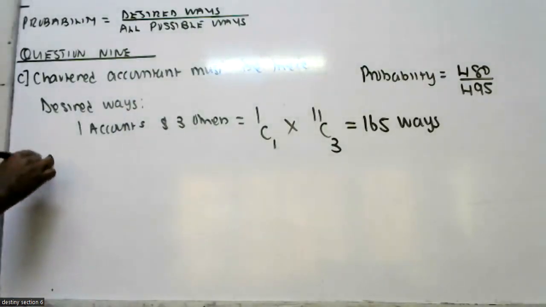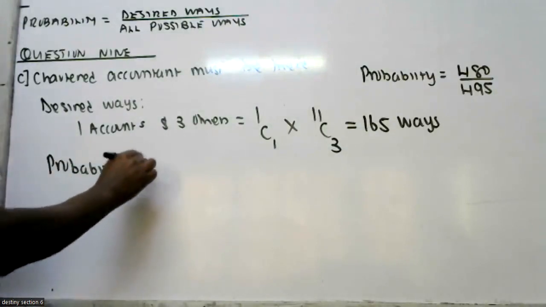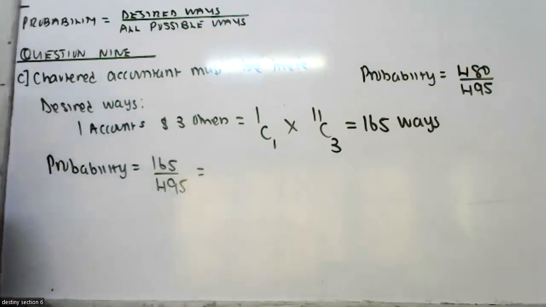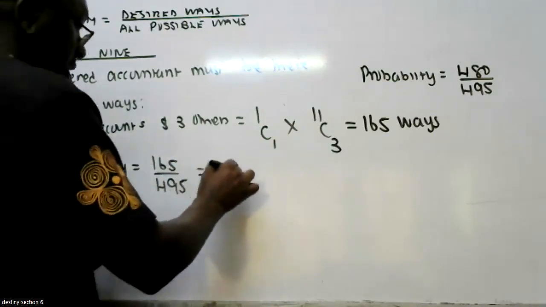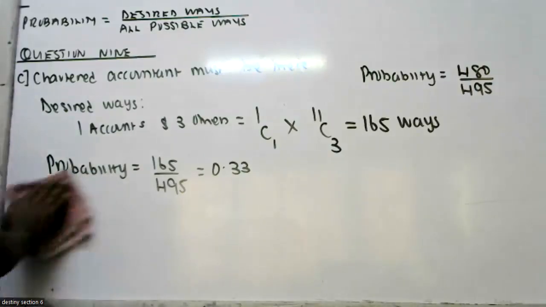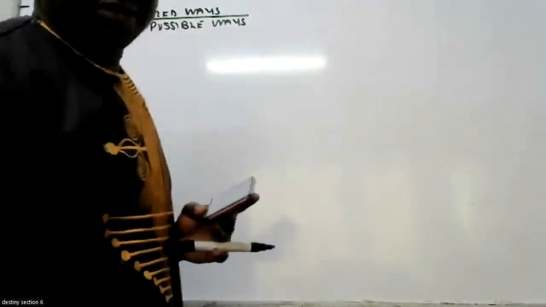So the probability will be 165 you divide by 495. Okay, 0.33. See, we have understood that. Let's go to question 10, but that now we will be a bit free. We will not try everything because we already have had an idea.